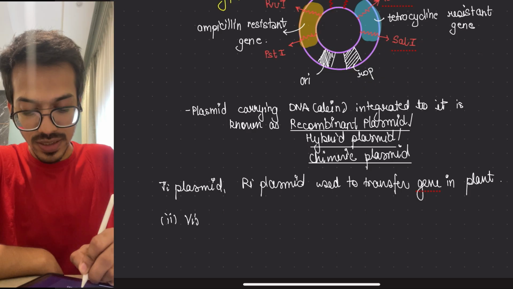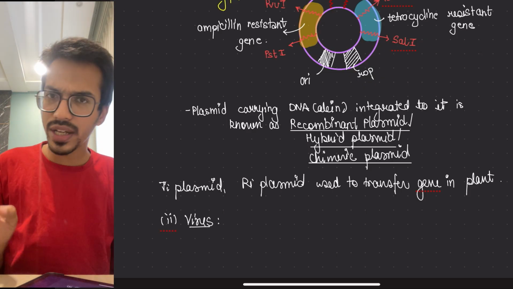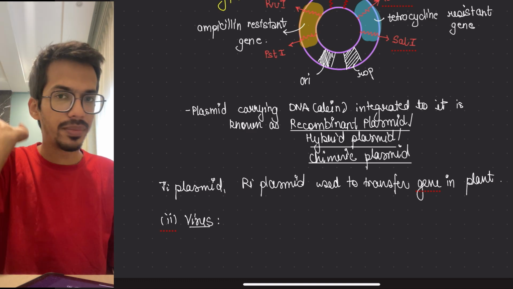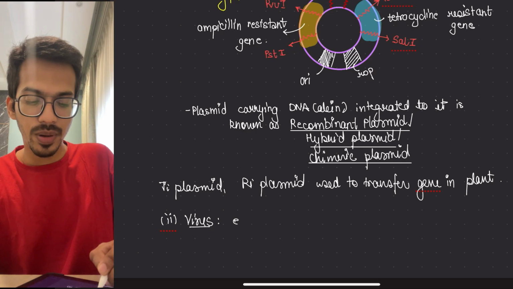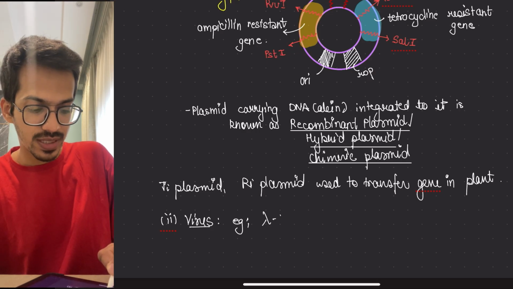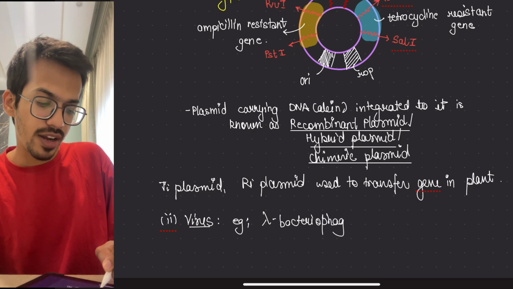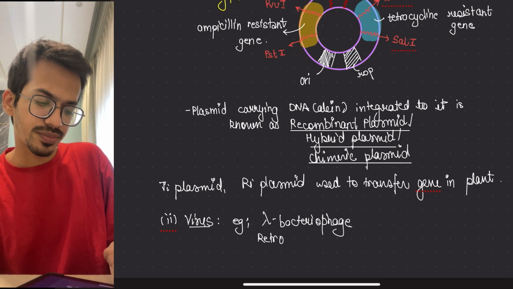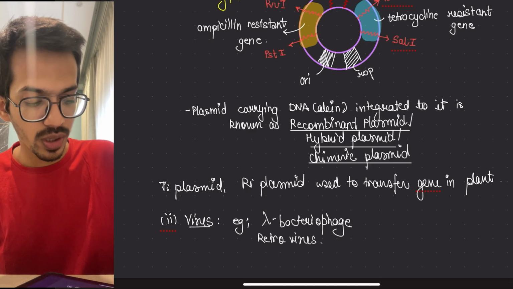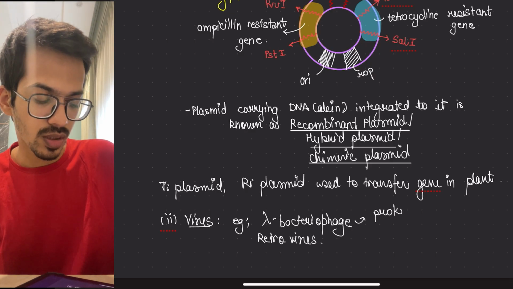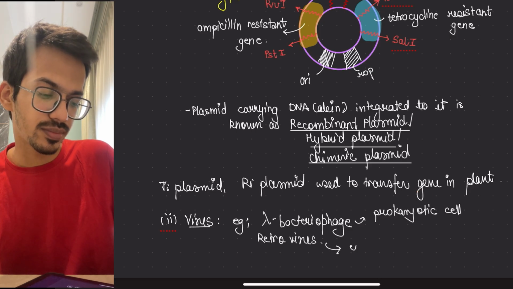Second example of what can act like a vector is the viruses. So you know that bacteriophages are there. They can easily release the things. So the same thing is being talked about. We have already talked that plasmid and bacteriophage will be doing it, in integrated form. In this example, you have to remember lambda bacteriophage, which will give it to the bacteria, and retrovirus, which will give it to the eukaryotic cell. So this is for the prokaryotic cell, and this can be used for the eukaryotic cell.